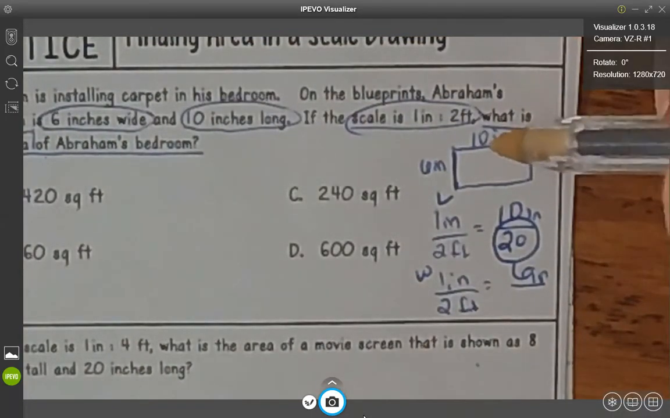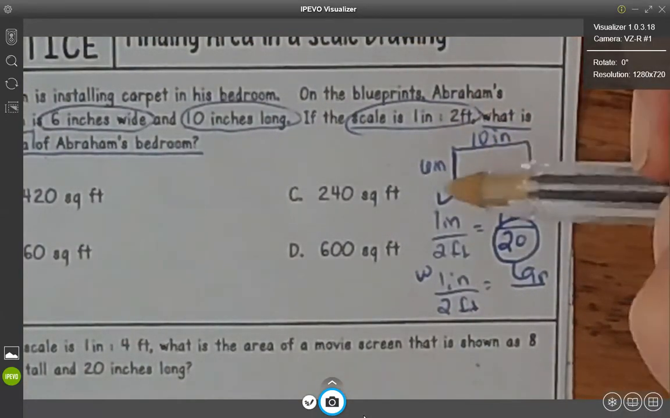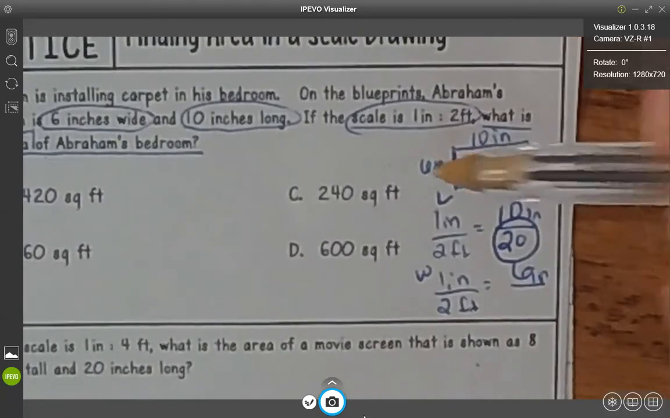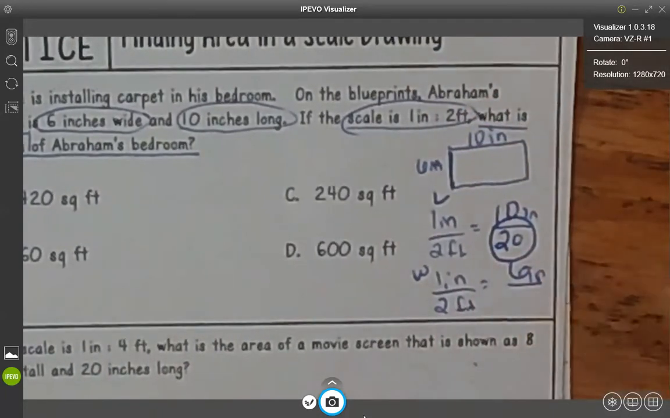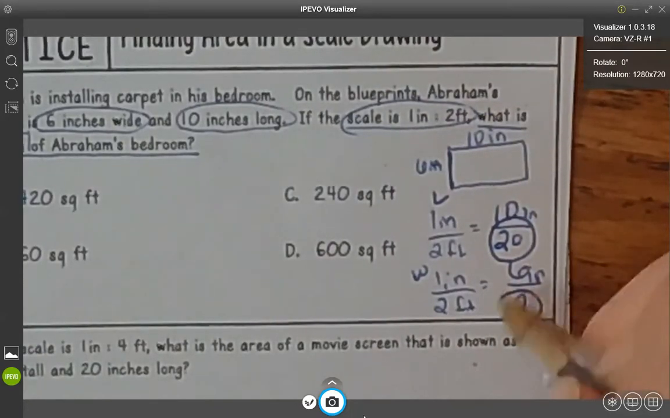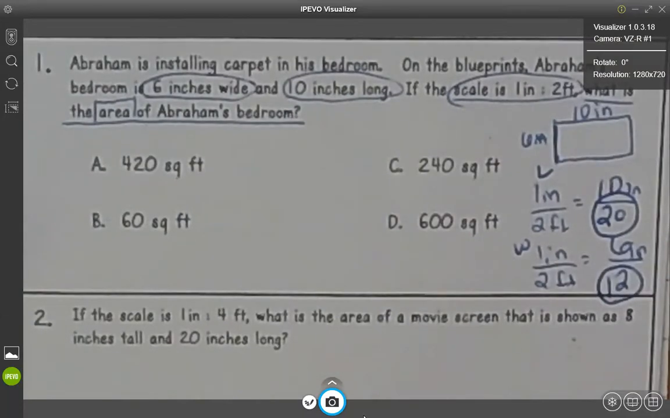For every inch is equivalent to 2 feet. So if on my side, for every inch is equivalent to 2 feet, then the actual width would be what? 12, thank you. Okay, so then our step 3 will be to what? Find the area. So find the area, stand up when you got it.